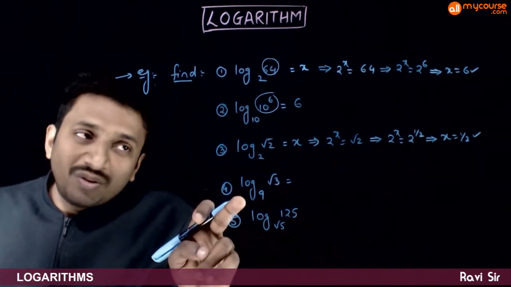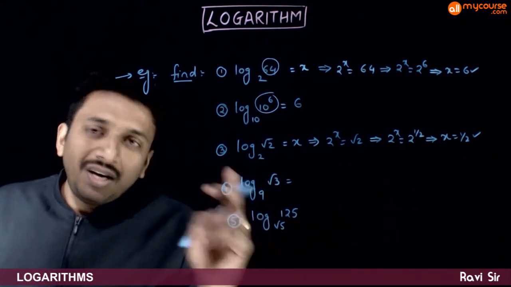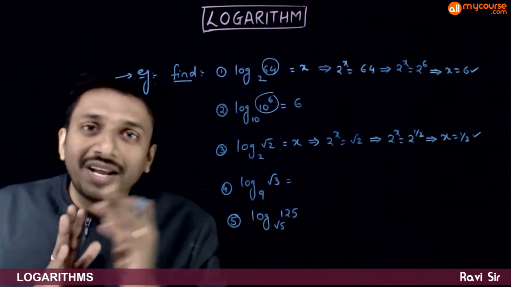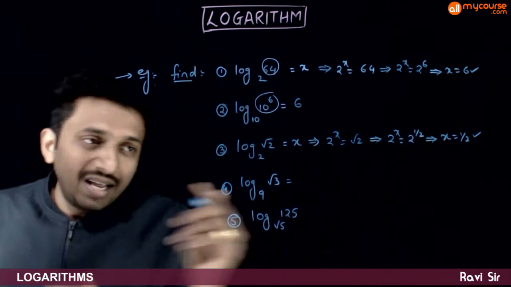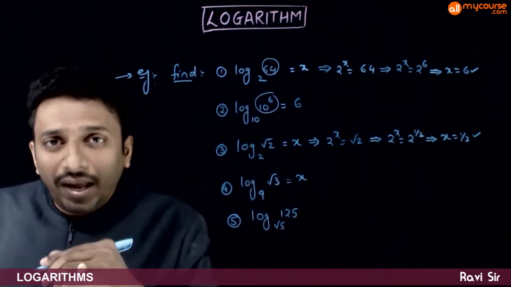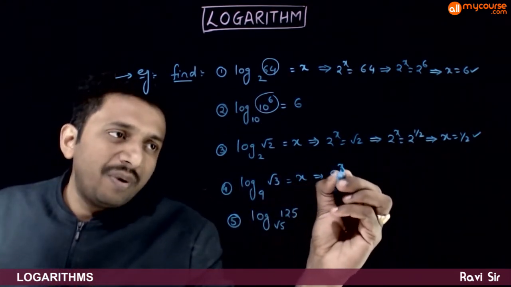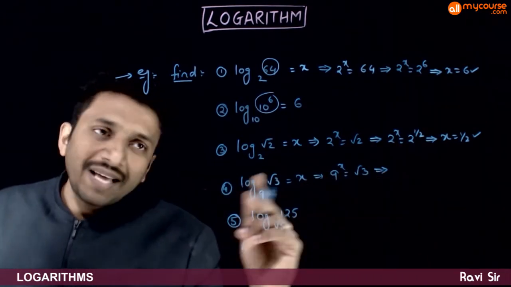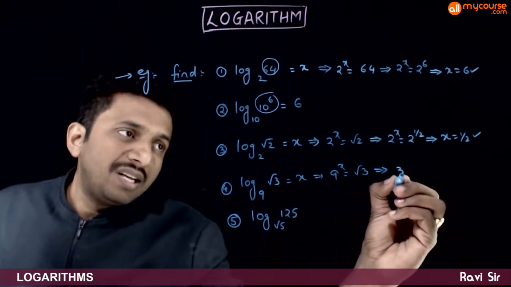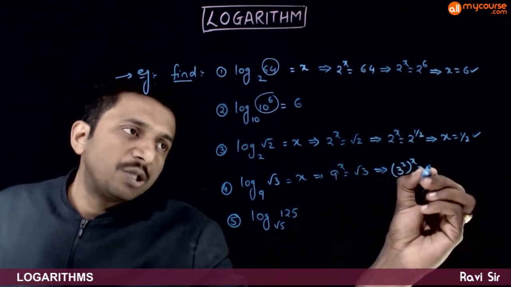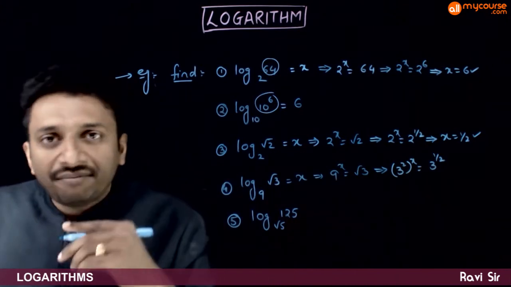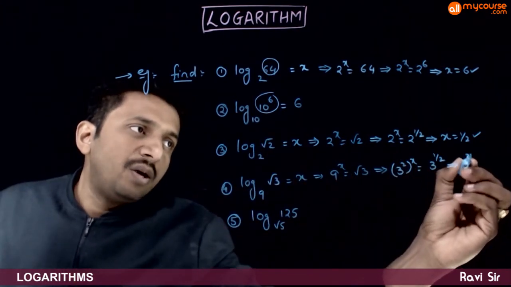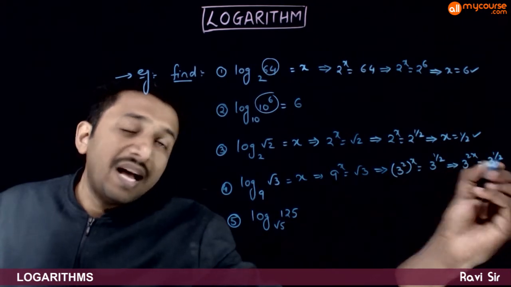And now let us go to this question. What is log root 3 to the base 9? To what power 9 has to be raised to get root 3 as the answer? Again, initially let it be equal to x. This implies 9 power x has to be equal to root 3. And since 9 is 3 square, 3 square power x has to be equal to 3 power half. This implies 3 power 2x has to be equal to 3 power half.